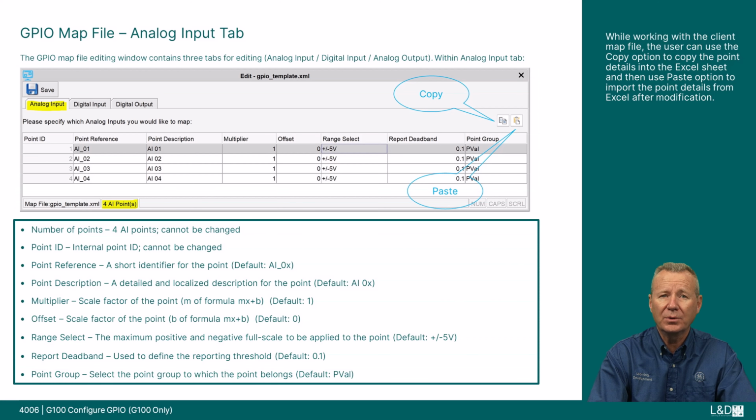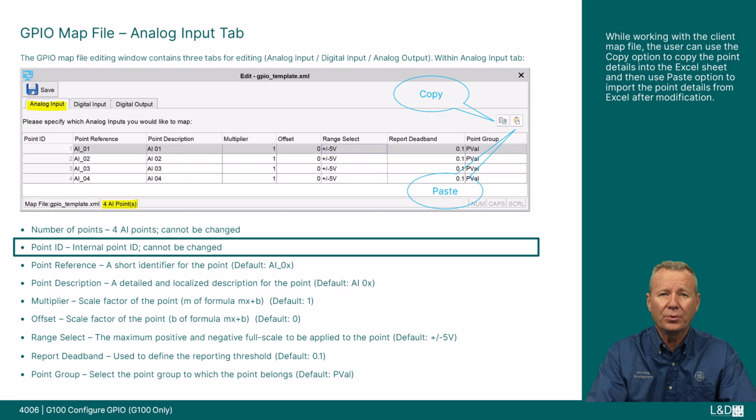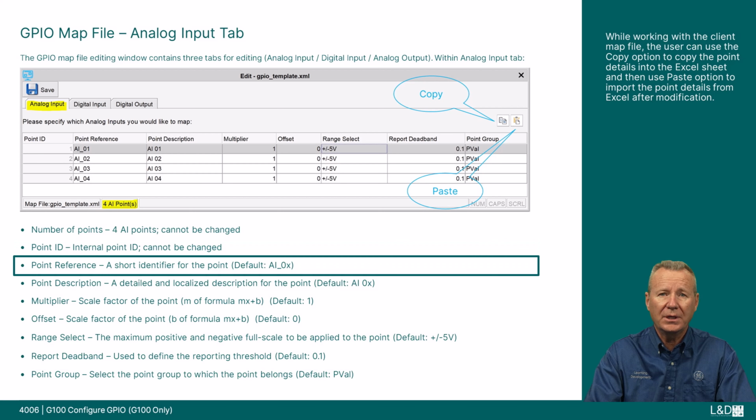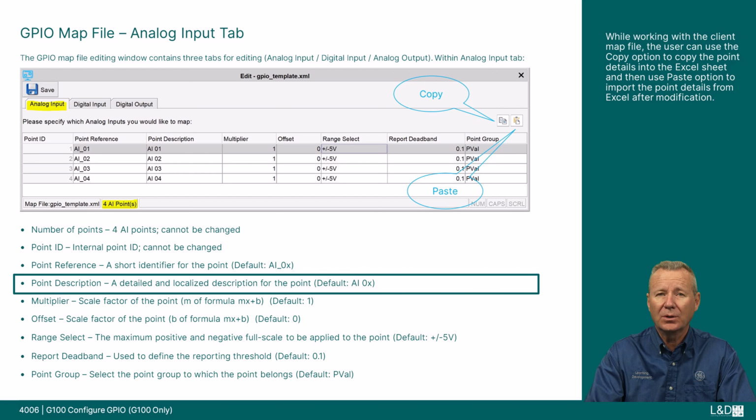Within the analog input tab, the total number of AI points is 4, and this cannot be changed. Point ID, the internal point ID assigned to the point, cannot be changed. Point reference, a short identifier for the point in the map file. Point description, a detailed and localized description for the point in the map file.